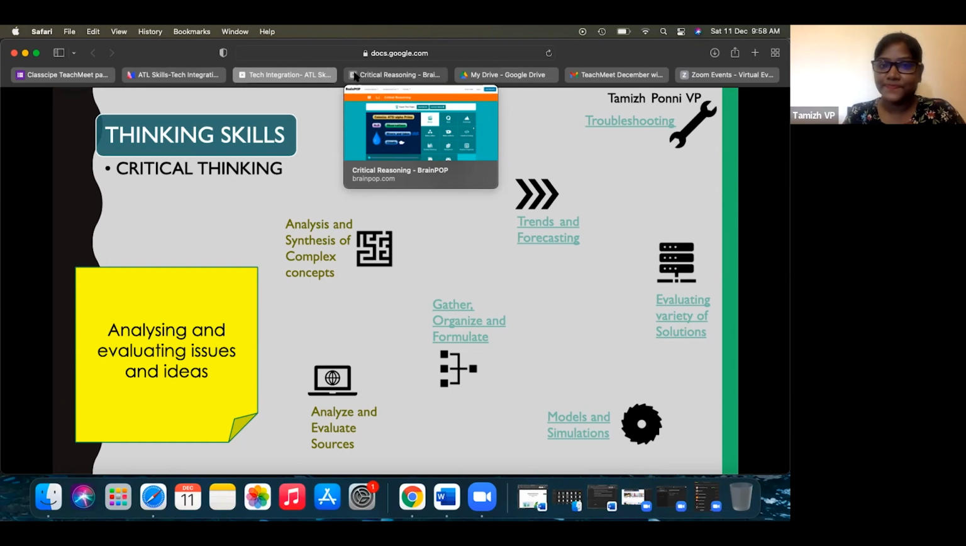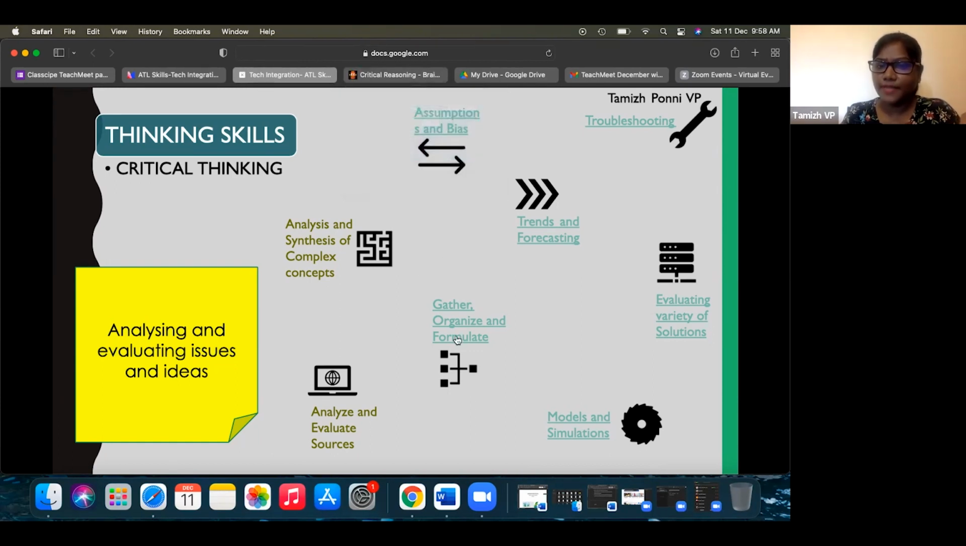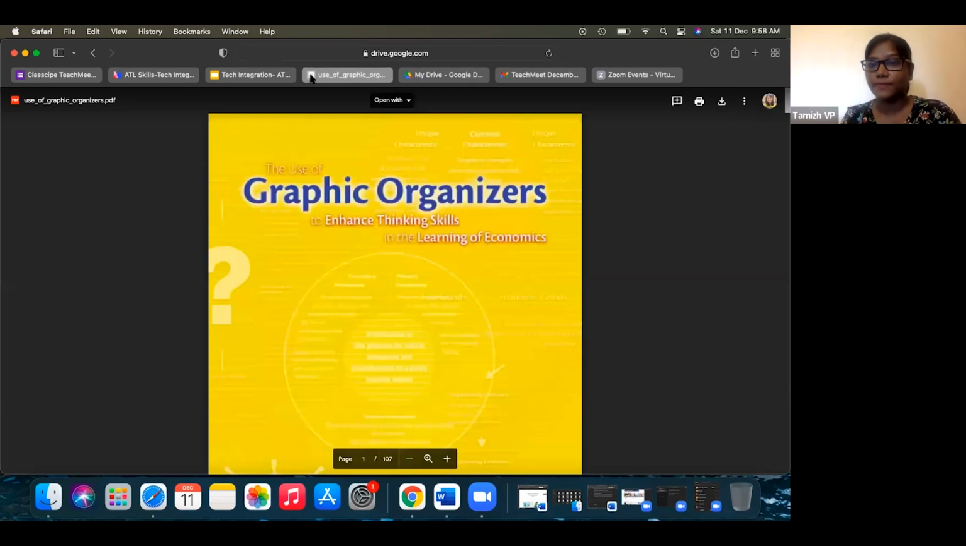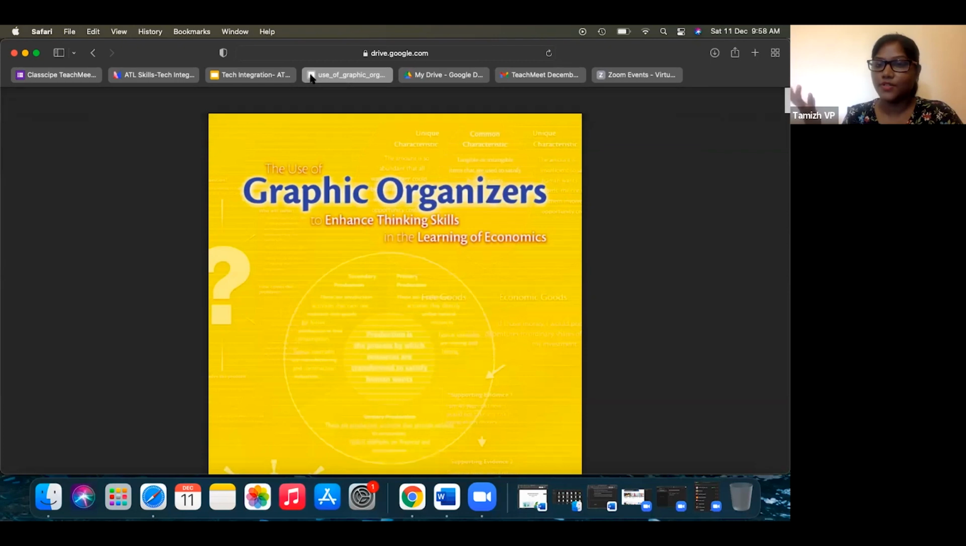And another thing is the gather and formulate part. How do you gather? First of all, I gathered information, but how am I going to formulate and organize it properly? What are the different techniques I can use to present and visualize my information clearly so that I'm able to understand it first before I present it to somebody else? So graphic organizers, one solution to all problems kind of a takeover here.